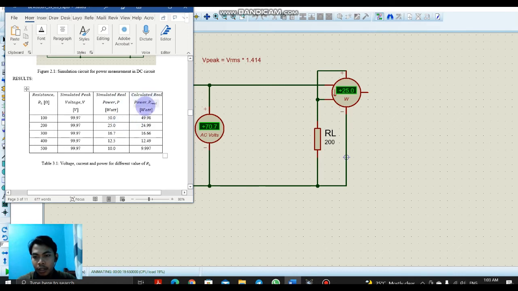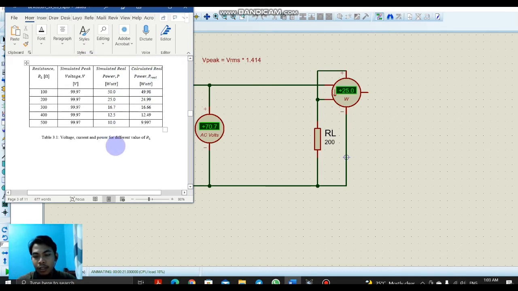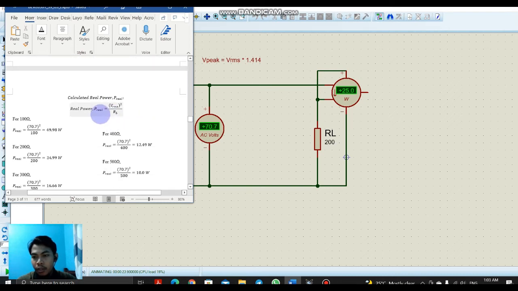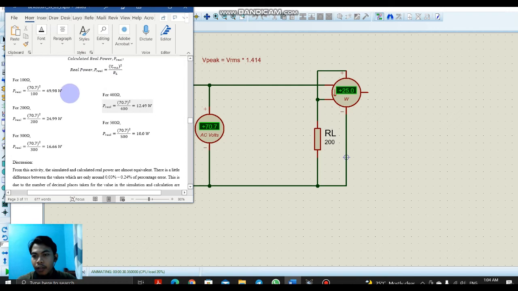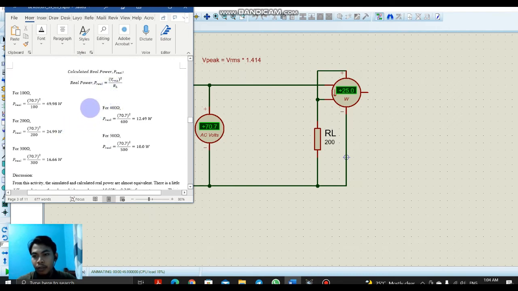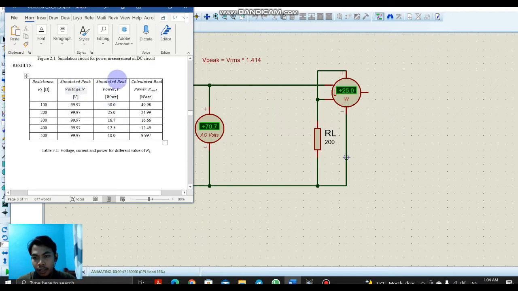As for the calculated real power, we will need to calculate it with the formula Vrms squared divided by RL. The Vrms that we got in the simulation circuit is 70.7. We will use it in the calculation, and we will divide it by each respective resistance. Using the formula, we get the real power for the calculation, and here are the full results for this activity.